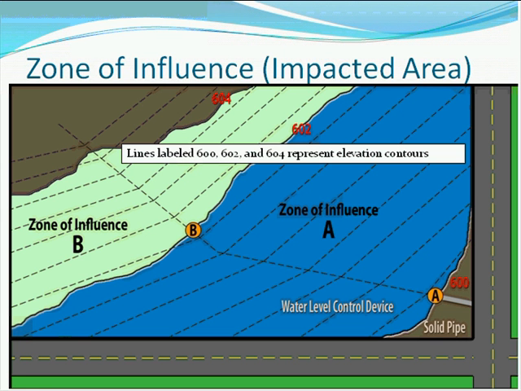Here's some definitions for you. We're looking at a plan view of a hypothetical field here, and you can see the dotted lines represent a pattern drain system. You can see the main line running through, and then laterals coming off of those. And I want to talk to you about what zone of influence or impacted area must mean. Look at the little letters A and B. Those represent places where we might consider putting water level control devices.